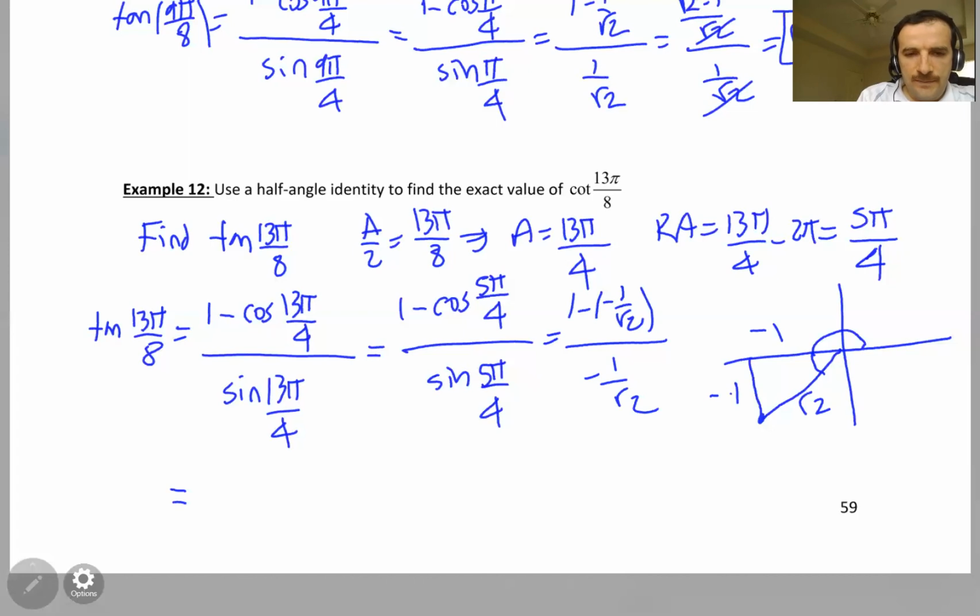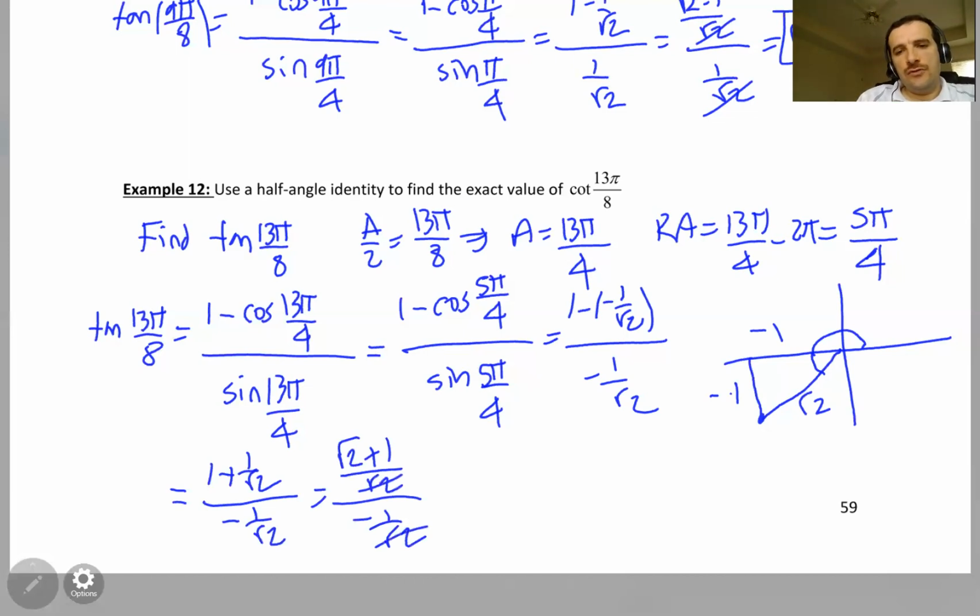So it will be 1 plus 1 over root 2 over negative 1 over root 2. Have the common denominator here, root 2 plus 1 over root 2 over negative 1 over root 2. And I can simplify those root 2's, and there's only negative 1 here, so it is negative root 2 plus 1.